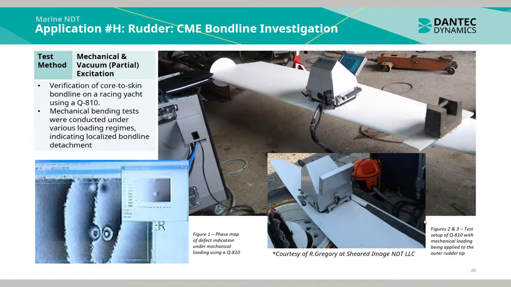Application H is a rudder contract measurement investigation of the bondline. Using mechanical and also vacuum partial excitation, verification of the core to skin bondline on a racing yacht was performed using the Q810 system pictured here. Mechanical bending tests were conducted under various loading regimes, indicating localized bondline detachment, presented here in this phase map.